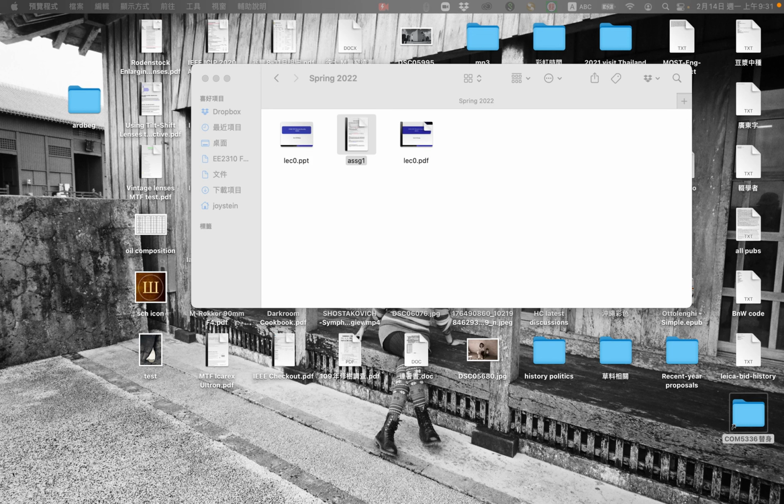So each digit represents 4 bits. So altogether there are some bits. The input is like this, and then the output is like this.